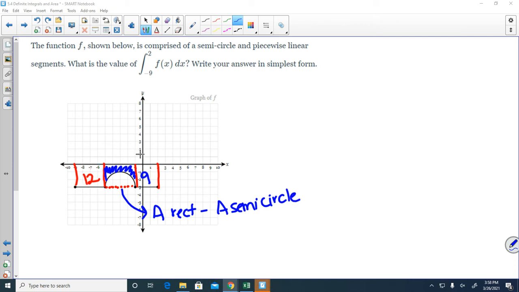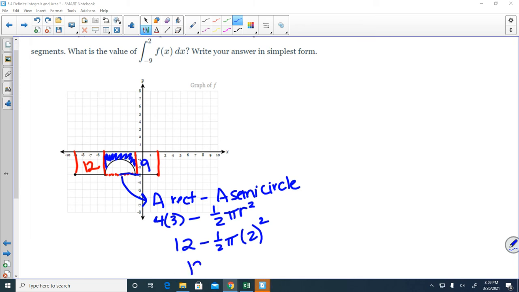So the area of the rectangle looks like it is 1, 2, 3, 4 times 3. Four times 3 minus 1/2 pi r squared. So the formula for the area of a circle is pi r squared, divided by 2, so 1/2. So 12 minus 1/2 pi, the radius looks like it's 1, 2. So it looks like it would be 12 minus, that's 4 over 2, 2 pi.